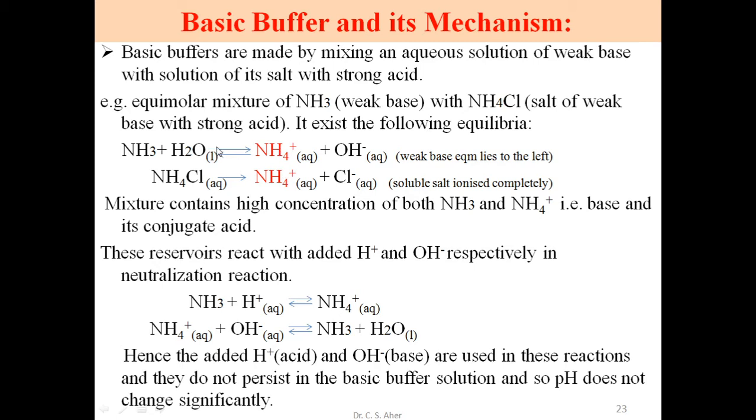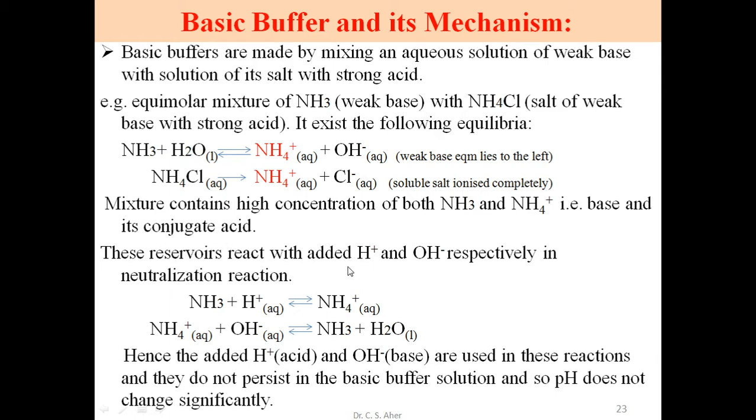Due to this ammonium ion, there is a common ion effect, and the equilibrium lies to the left, the reverse direction. Dissociation is suppressed. So the mixture contains a high concentration of ammonia, and due to the complete ionization of ammonium chloride we have a larger concentration of ammonium ion. That is, the base and its conjugate acid are both present in high concentrations.